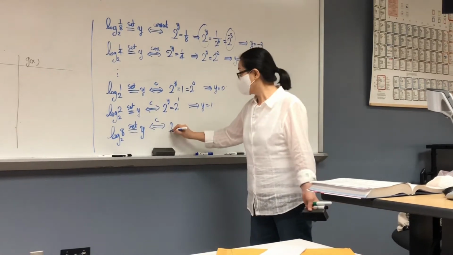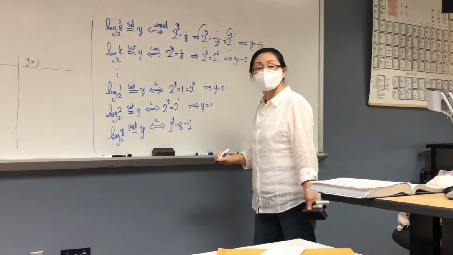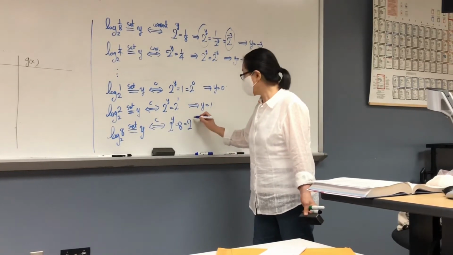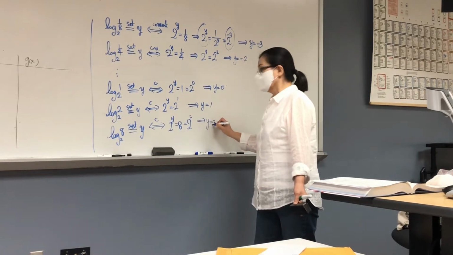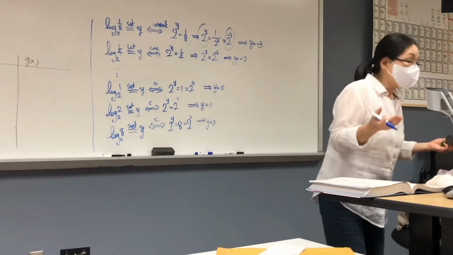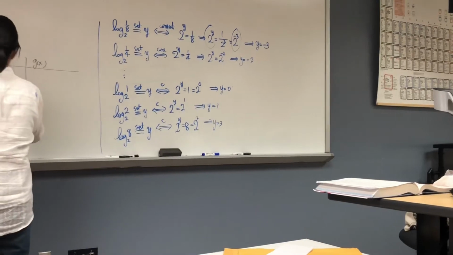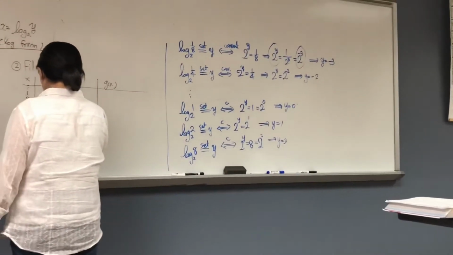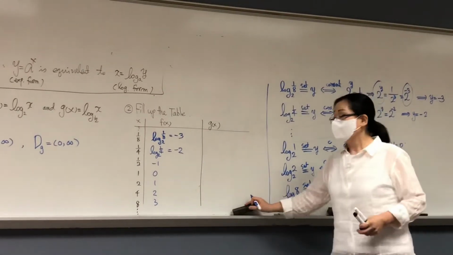2 to the y equals 8. 8 means 2 to the what? 2 to the third power. Good. So y equals? 3. Good. So you can do whatever, right? How? By converting, right? So here, -2, -1, 0, 1, 2, 3. We got it. Am I right?